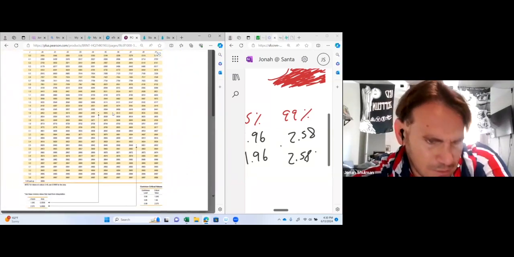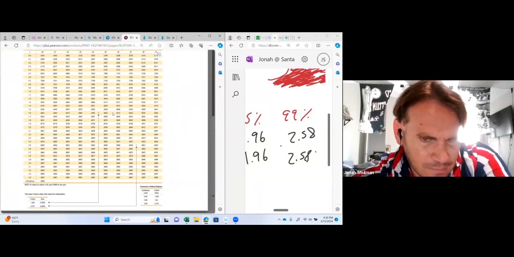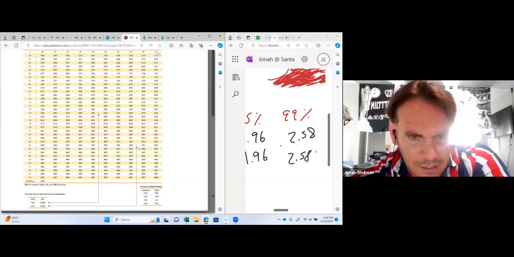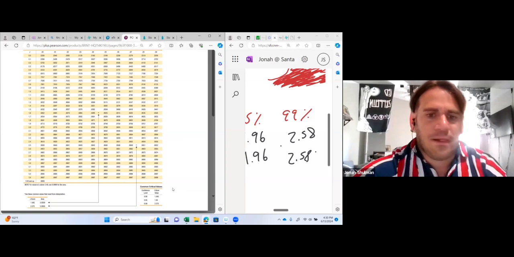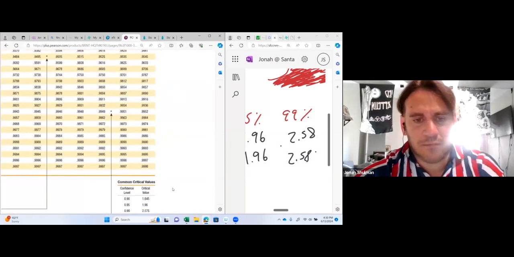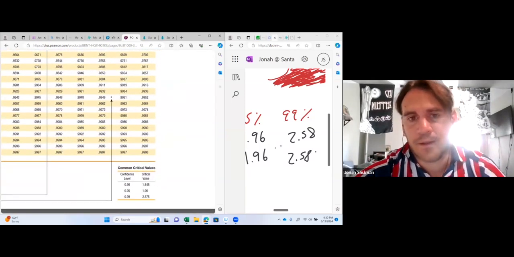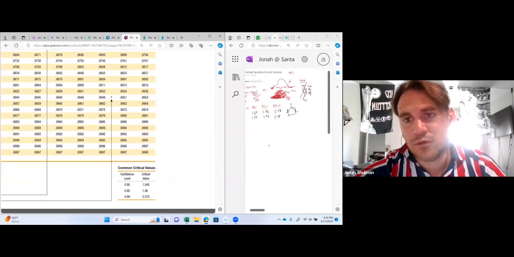So these are the common ones, 2.58. There's your 0.995 right there. So I would just use the bottom of this table instead. Okay. Or use the technology. Either way, it's going to work for you.